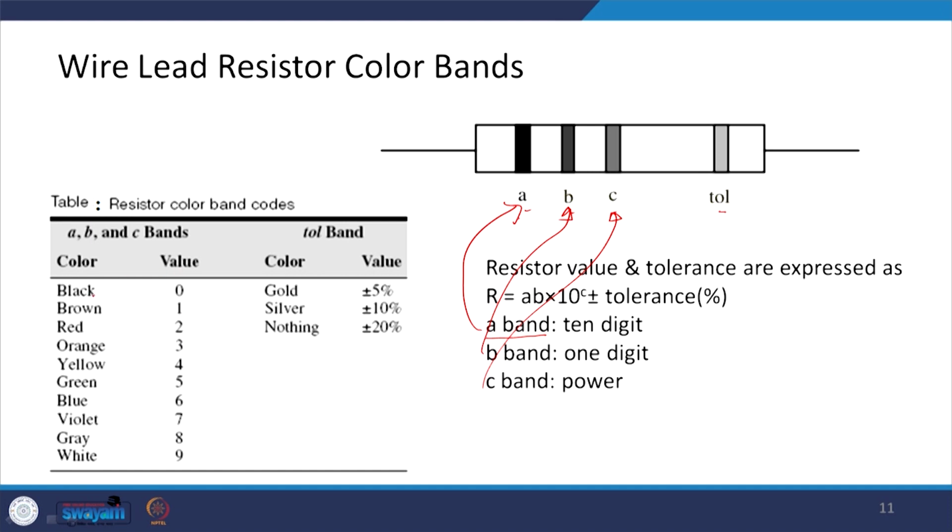For example, here you can see for black there is 0 value, brown 1, red 2 and so on. Okay. Similarly, for the tolerance band, depending on the color we have the tolerance values. Okay. So, this way we can identify the resistor value.